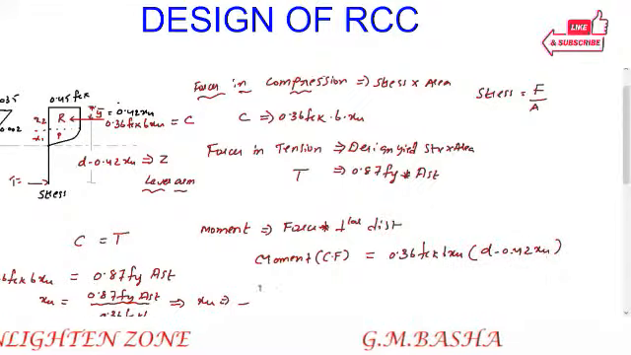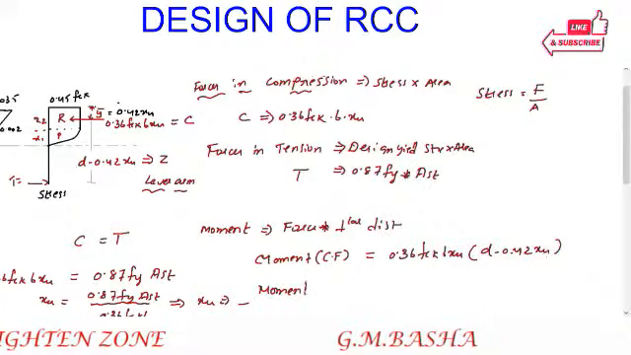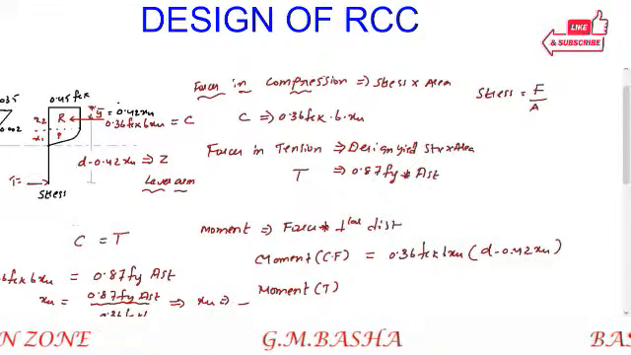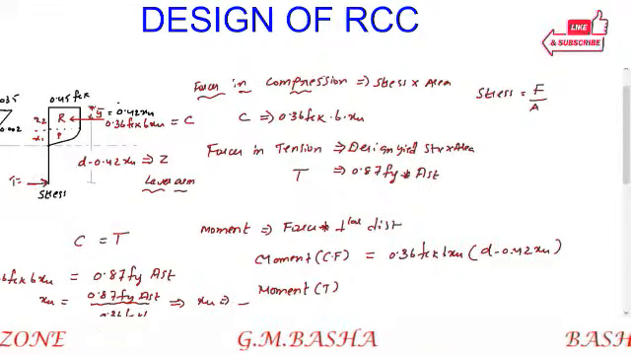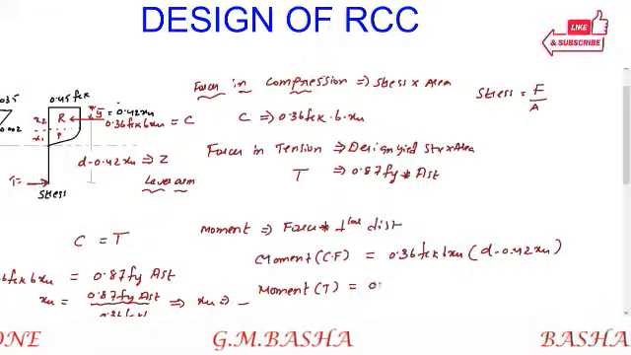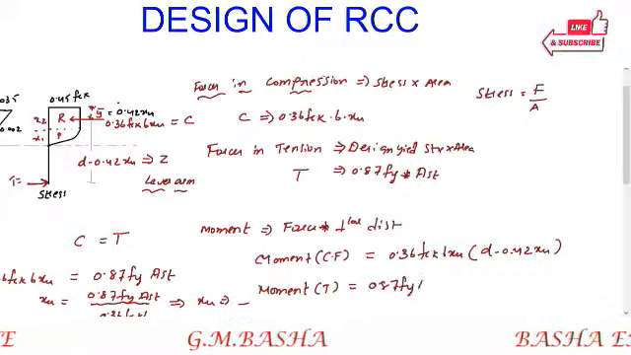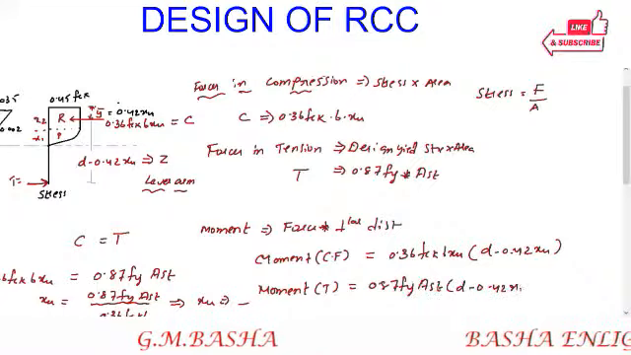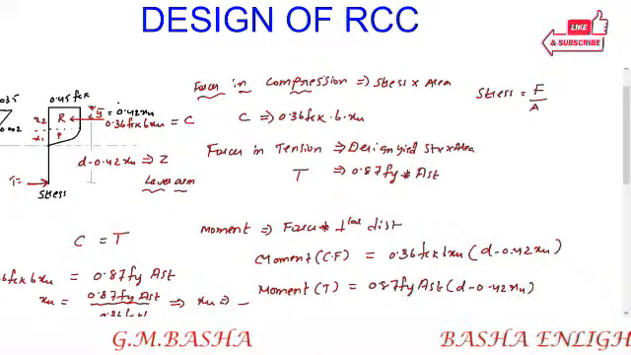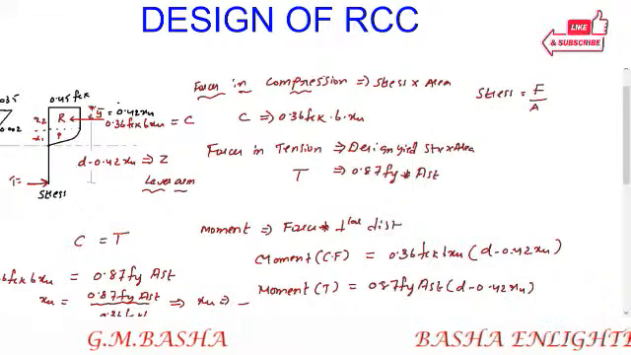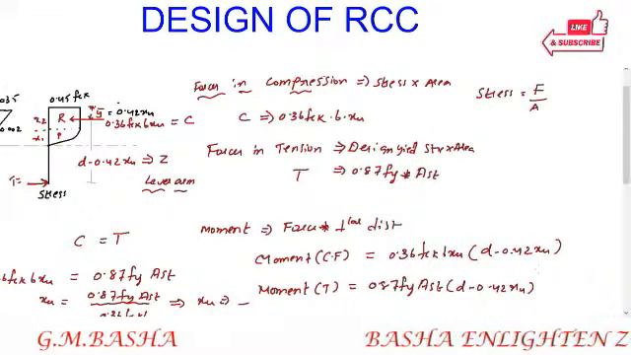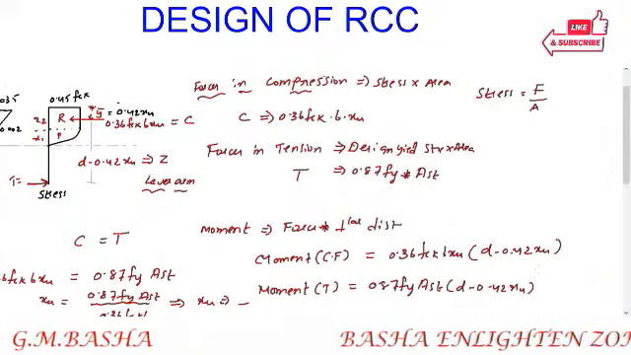Then we have to find the moment due to tension, which is this force into its perpendicular distance. The force will be 0.87 fy into the area of the steel, into d minus 0.42 xu. Again, this xu is based on the balanced section. Please remember all the things. In the next session I will continue the remaining topic. Thank you so much.